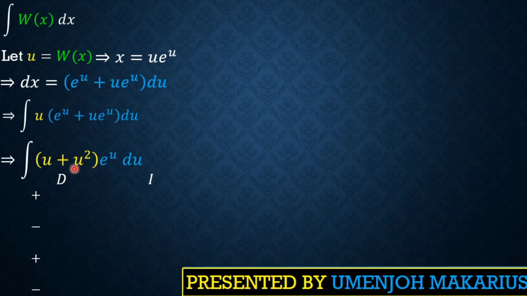So like I said, we are going to differentiate u plus u squared, and we integrate e raised to the power u, as you have it here. So this is u plus u squared, this is e raised to the power u. If we differentiate u plus u squared in the u world, differentiating u gives us 1. Differentiating u squared gives us 2u. So we have 1 plus 2u.